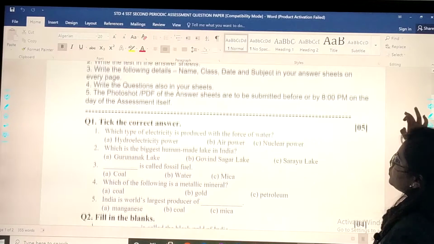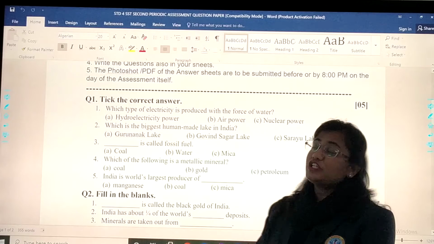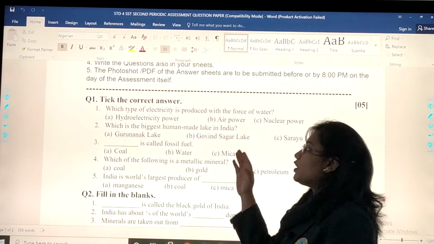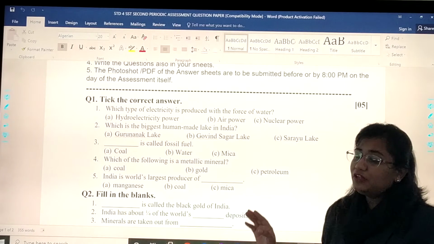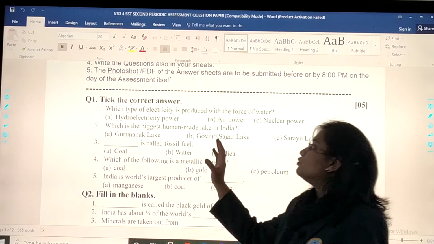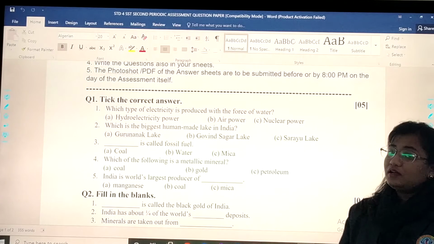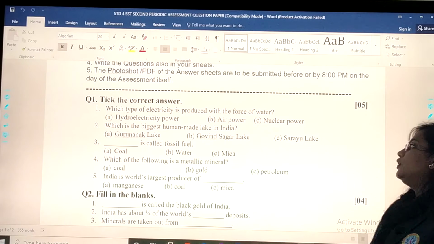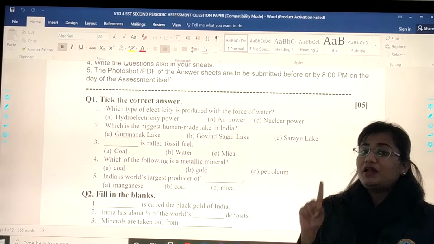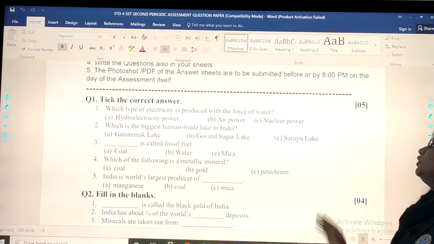Now it's time to read and understand the question paper. Here is your question number 1. Tick the correct answer. Dear children, the question will be given to you. There will be 3 options. You need to read the question carefully. You need to go through all the options and then you have to tick the correct answer, okay? Here are 5 questions in all and each question carries 1 mark. So, the total of this question is 5 marks.